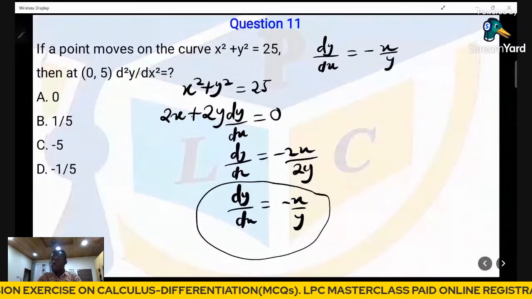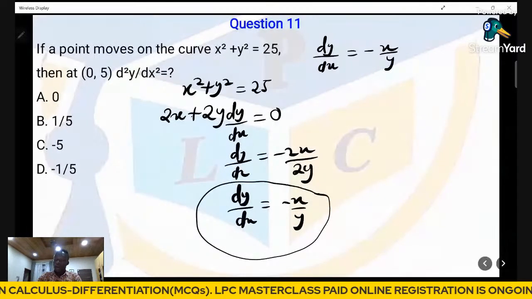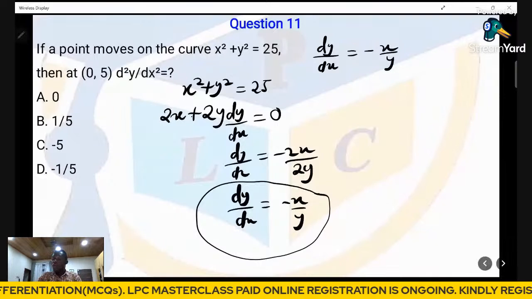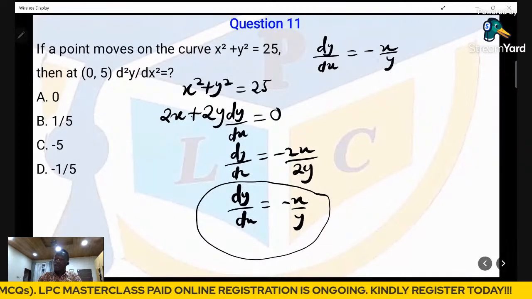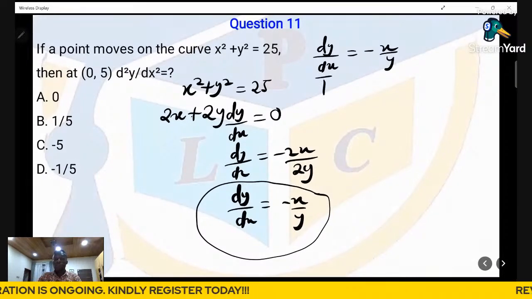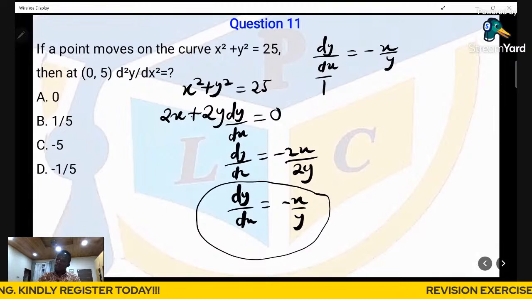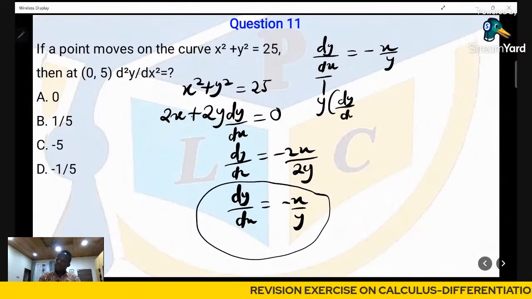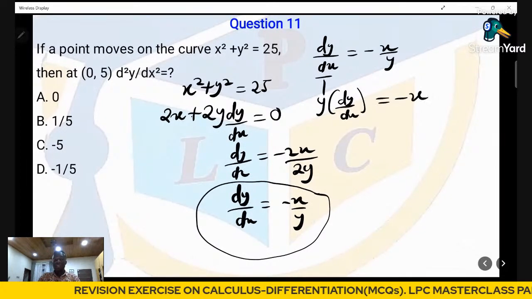So this is what we're going to do. We'll do what we call a cross multiplication approach. So this is out of 1. The y will multiply dy over dx, and the 1 will multiply the negative x. So I will say y multiplying dy over dx, and then 1 multiplying negative x, for which we are getting negative x.